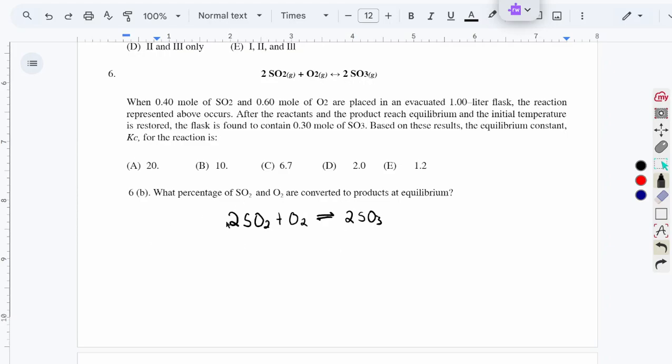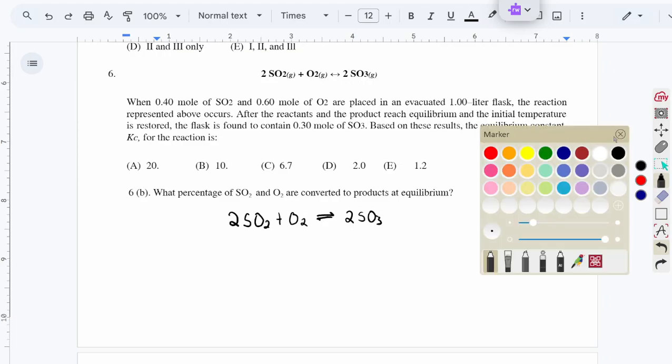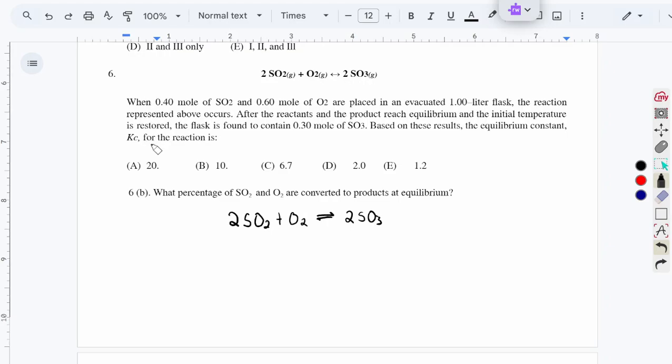All right, on this one, I went ahead and wrote it down here so I could have some room to write. But I'm working on part A. It gives us the amounts. I'm assuming you read it already. So right here, we need to do an ICE table because we have initial concentrations.